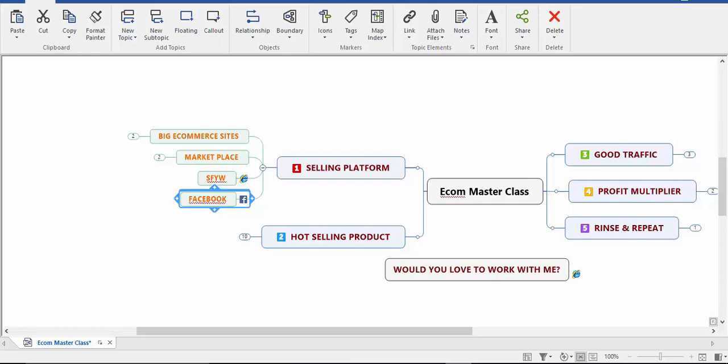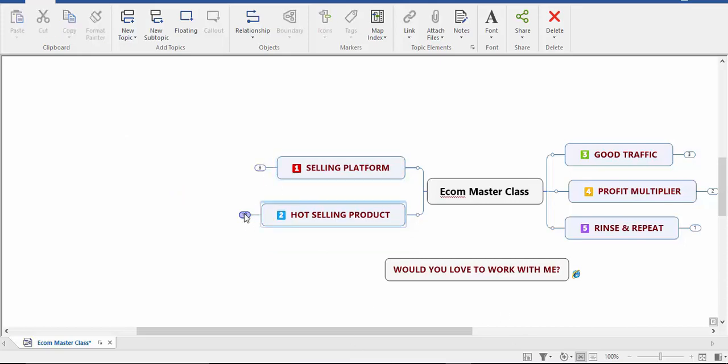I just talked about the different selling platforms where you can sell your product: the big e-commerce sites, the marketplace, selling from your website, and Facebook. There are other platforms you can sell on. You can sell on Instagram, you can sell on Twitter, depending on how you can take advantage of these platforms. You can sell from anywhere, as long as you know how to drive the traffic. So let's move to the next slide.